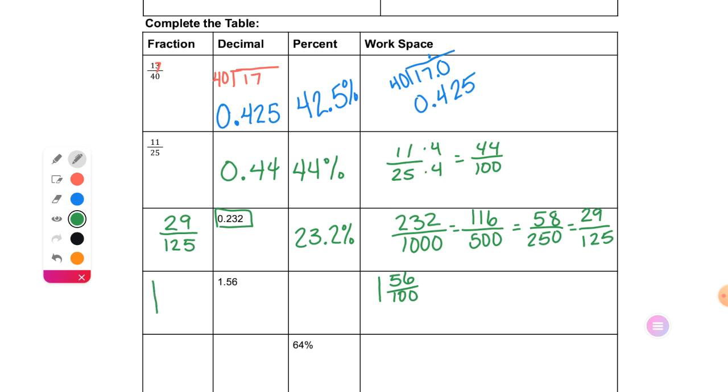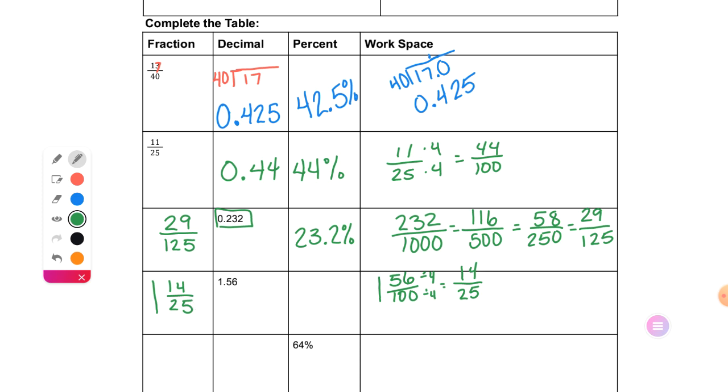And it can be reduced. 56 over 100 can be reduced. Divide by 4. Divide them both by 4. Not 25. Yeah, for the bottom part. Oh, on the bottom, yes. 56 is 14. Can that be reduced? No. Nope. So our final answer is 1 and 14 over 25.